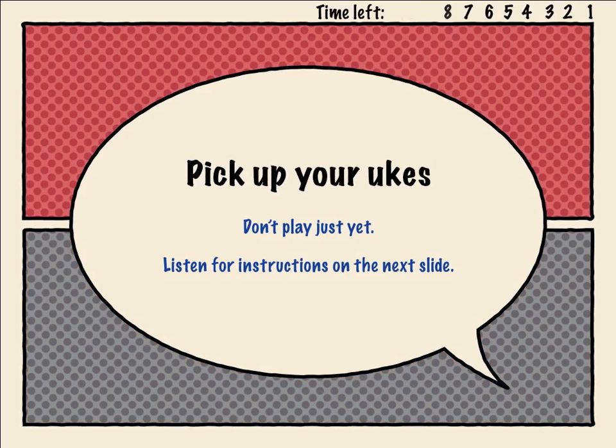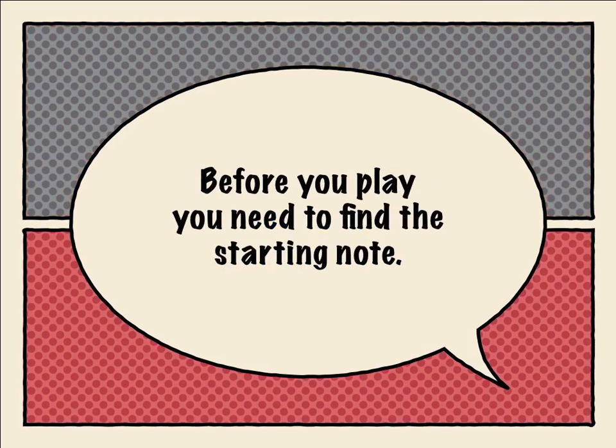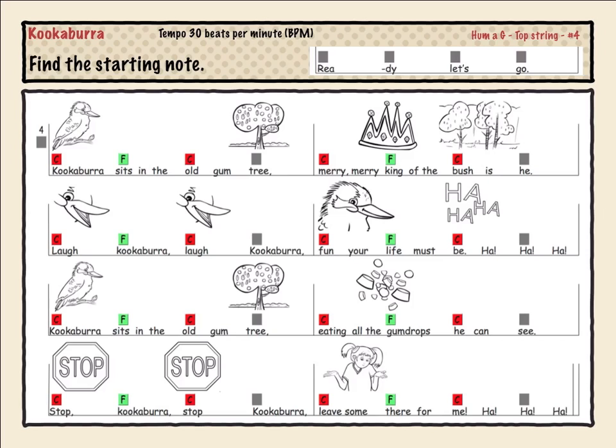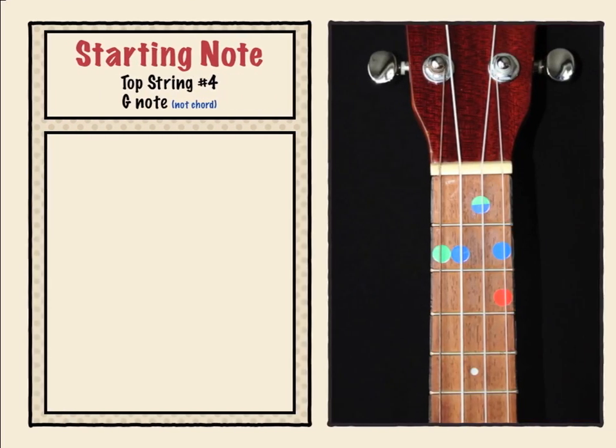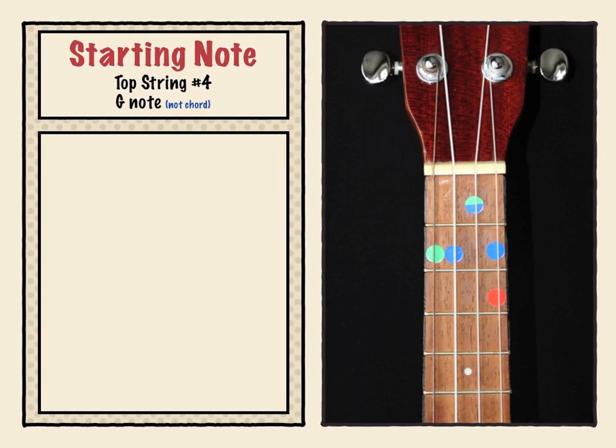Now it's time to pick up your ukes. Don't play just yet. Listen for instructions on the next slide. Before you play, you need to find the starting note. At the top right of your page, it says hum a G, top string number 4. So let's find it on the ukulele.